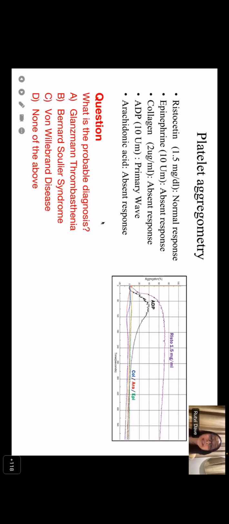Okay. To explain this better, in a normal individual you will see adequate response or normal aggregation in response to ADP, collagen, epinephrine, arachidonic acid, and high dose ristocetin. When I say high dose ristocetin, it is 1.5 milligram per deciliter, and there will be no response to low dose ristocetin, which is 0.5 milligram per deciliter. This is a normal pattern which all of you should remember.